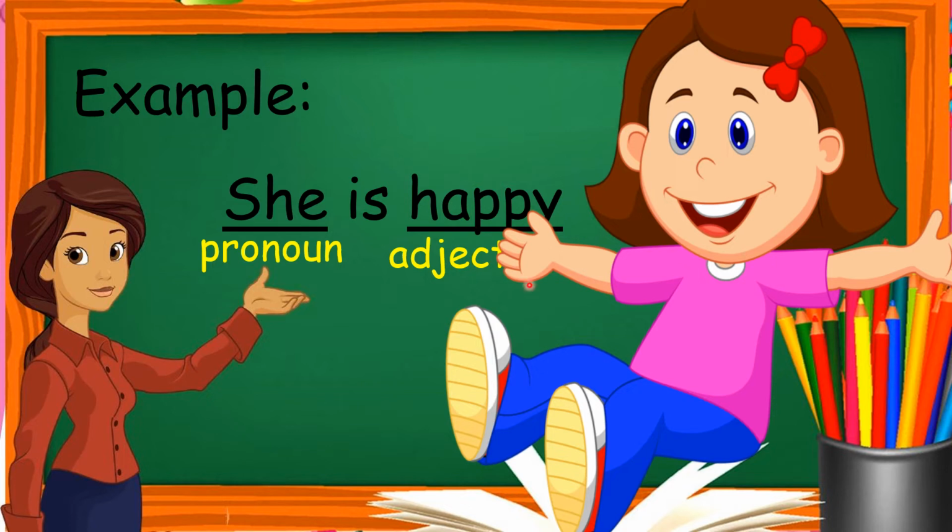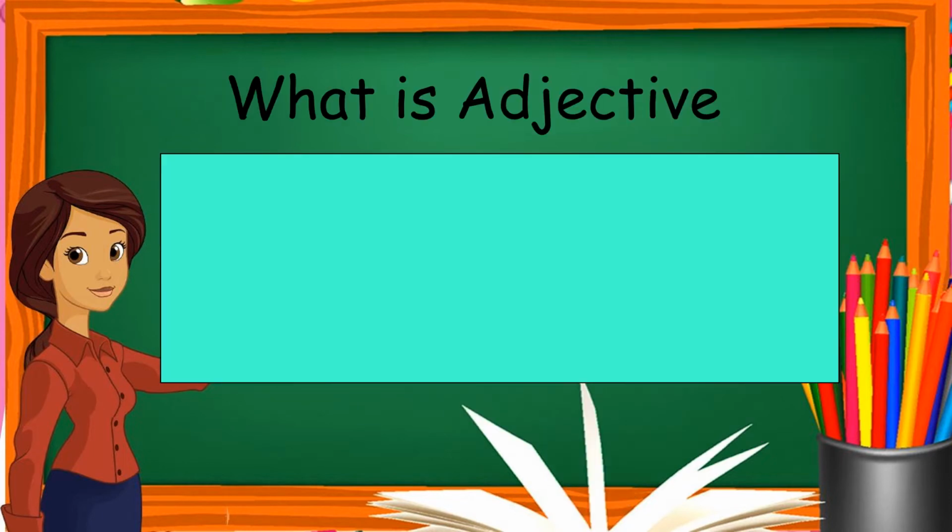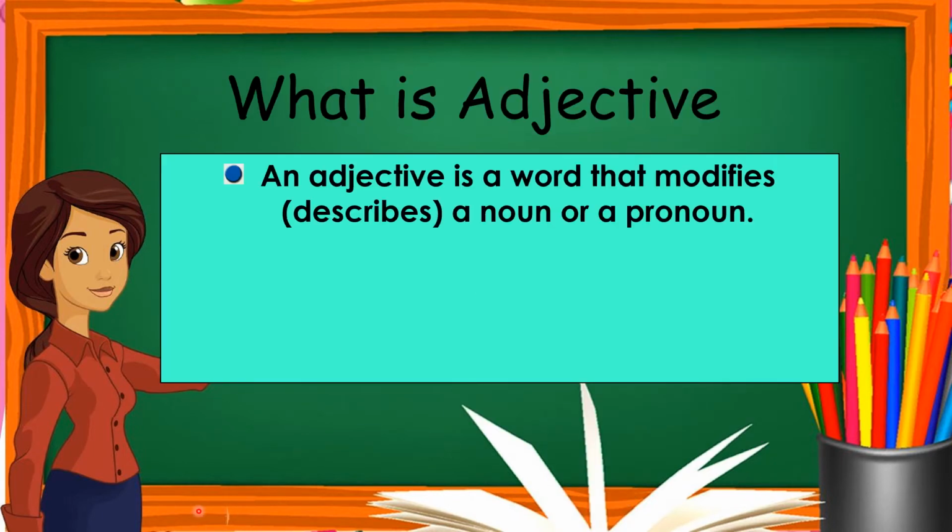Yes, anybody? Describe. Who is being described by the adjective? Yes, she. What do you call this? She. Yes, pronoun. Another one? Yes, the noun. Very good. Okay, here. What is an adjective here? An adjective is a word that modifies or describes a noun or pronoun.